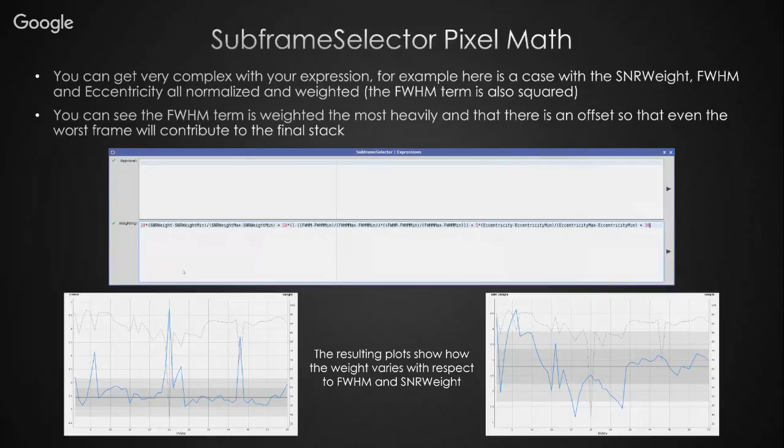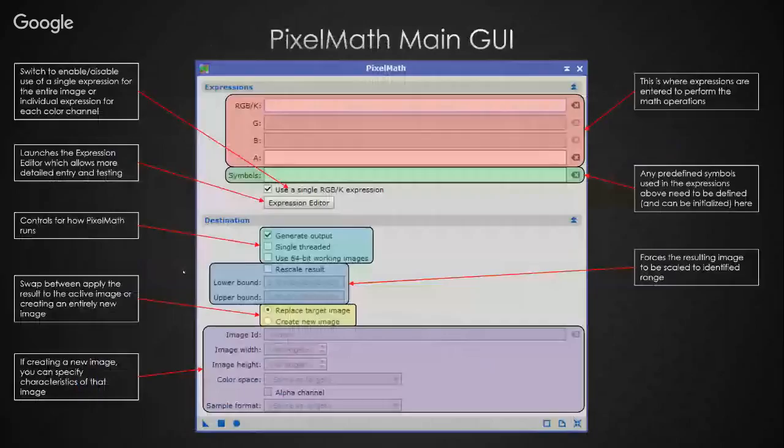All right. So now we'll jump over to the Pixelmath process. I'll just break down all the elements of the GUI first. There's a lot of aspects to what's going on here. This first red colored section is where all the expressions that perform the math operations you're intending will be entered. The green highlighted area is where you'll define symbols. We'll talk a little more about that. They can also be initialized here, meaning you can set them to a constant value if you choose to.